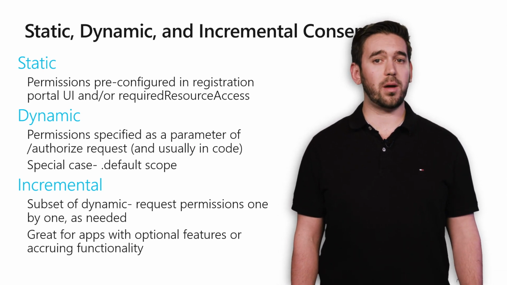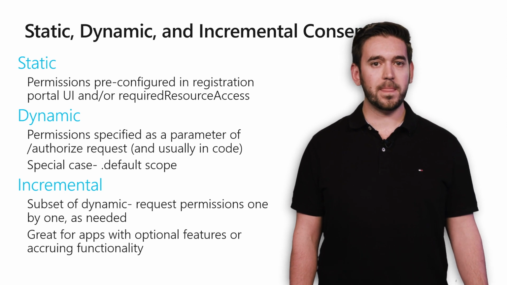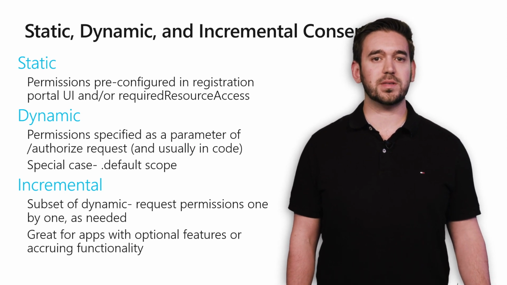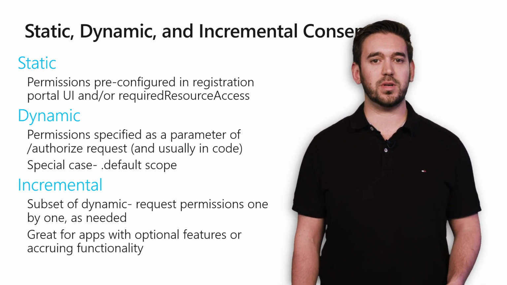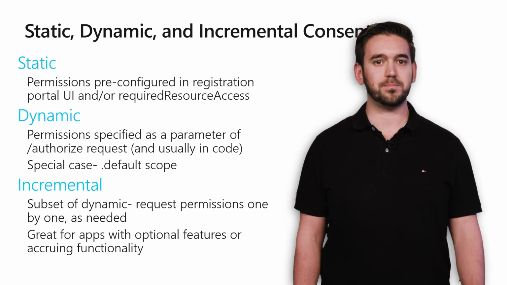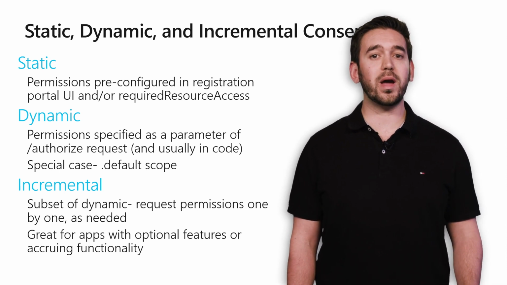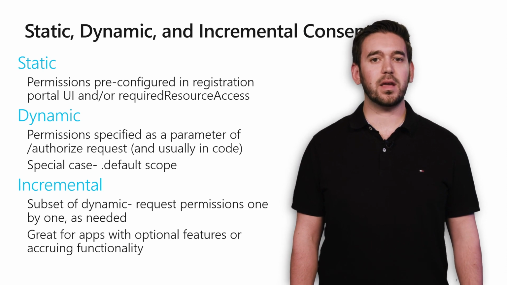Static consent is the only option when working with the V1 endpoint. There's just a single set of permissions that will be prompted for every time the user needs to ask for consent in V1. In the V2 endpoint, dynamic and incremental permissions are an option as well.